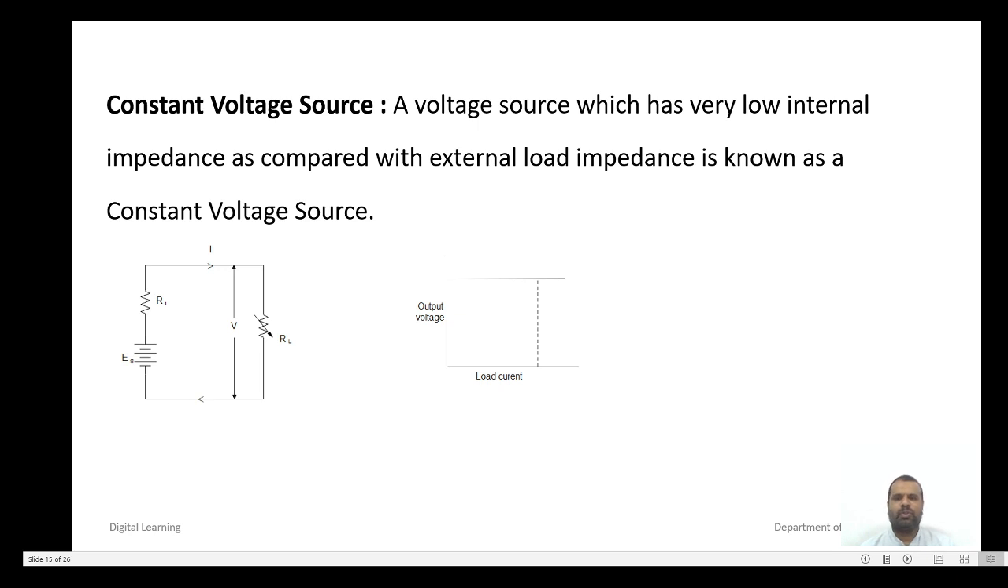Constant voltage source. A voltage source which has very low internal impedance as compared with external load impedance is known as a constant voltage source. It means that the internal resistance of the EMF is very low compared with the load resistance. That type of source is called a constant voltage source. The simple circuit is as shown in the figure. If you plot the graph of output voltage against the load current, the voltage remains constant as the load current varies.